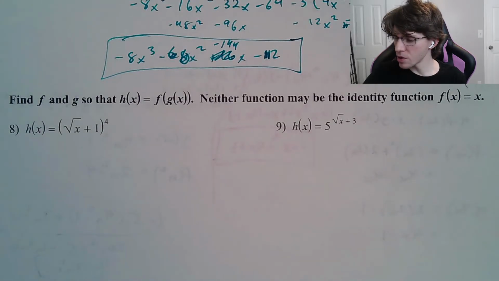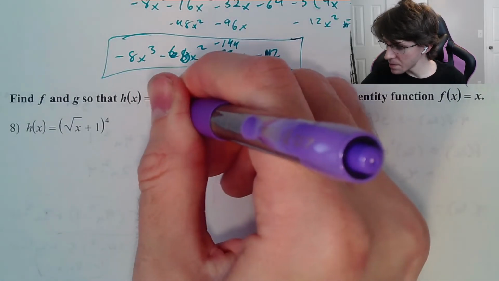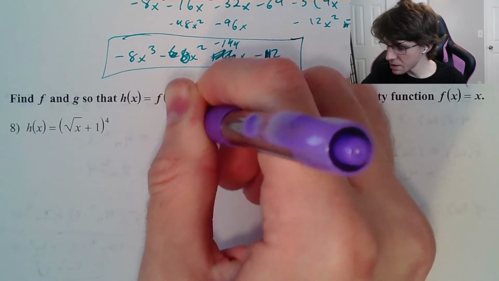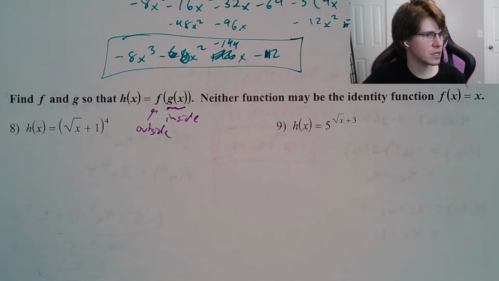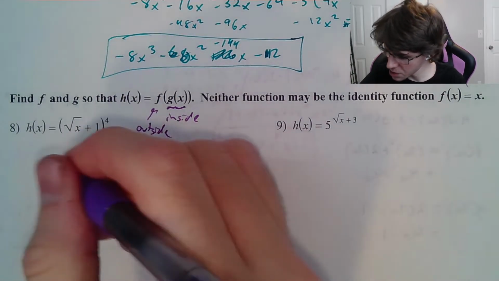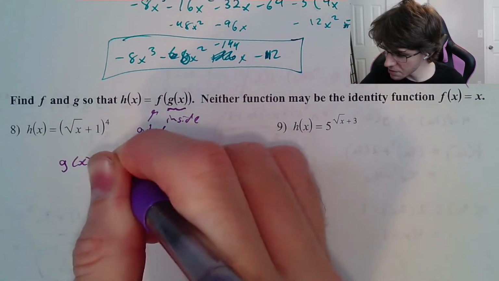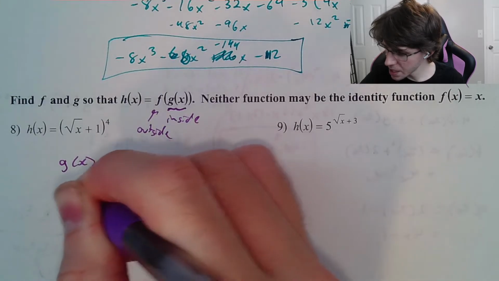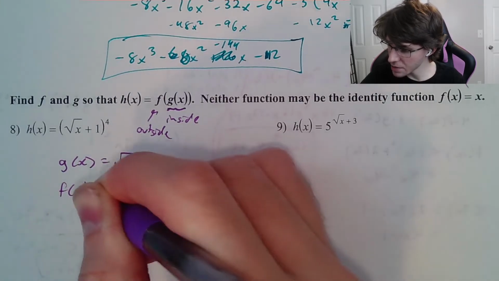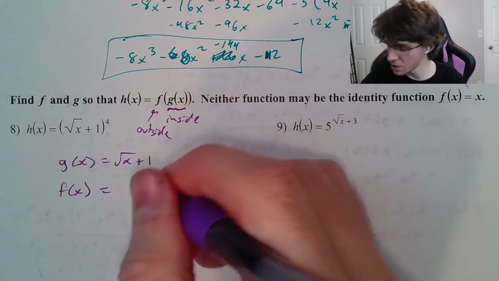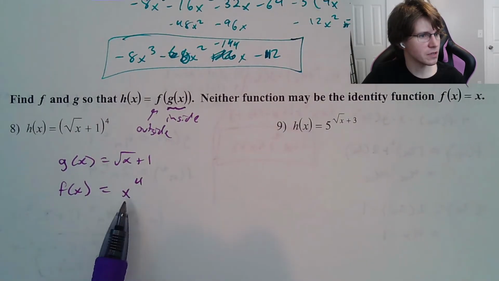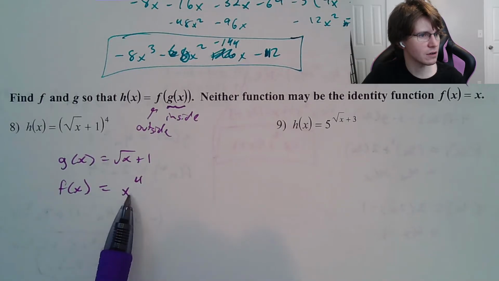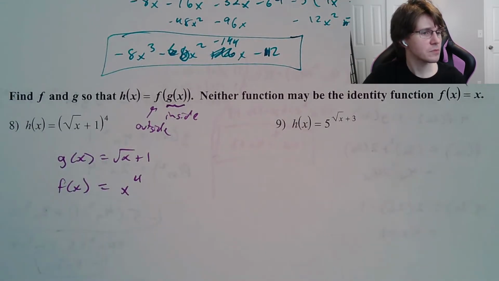So the idea is you want to figure out which one of these is the inside and which one of these is the outside. I think this one's actually nice and easy. G of x, the inside, is square root of x plus 1. And f of x is the outside function. It's whatever that is, and then all to the 4th power. The idea is if I plug this function into here, I'll get that answer. Please note there are an infinite number of correct answers to this problem.